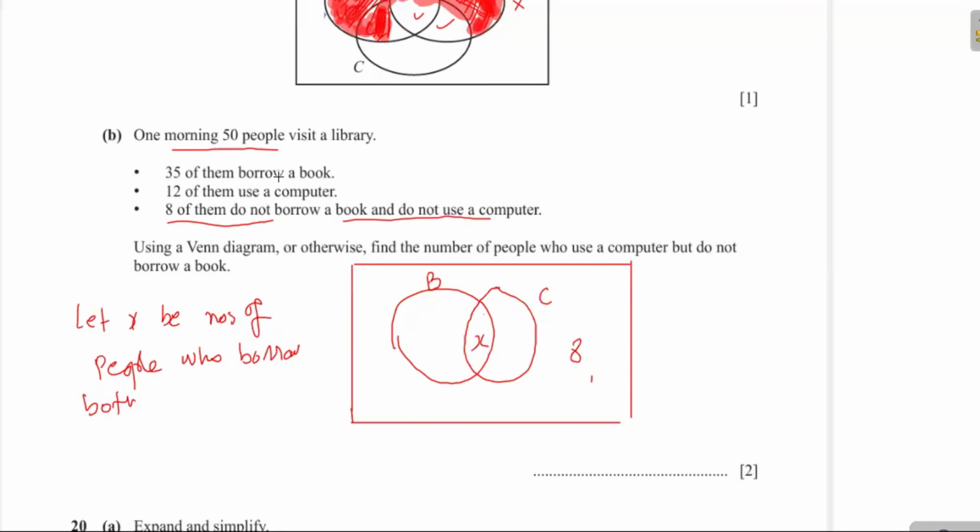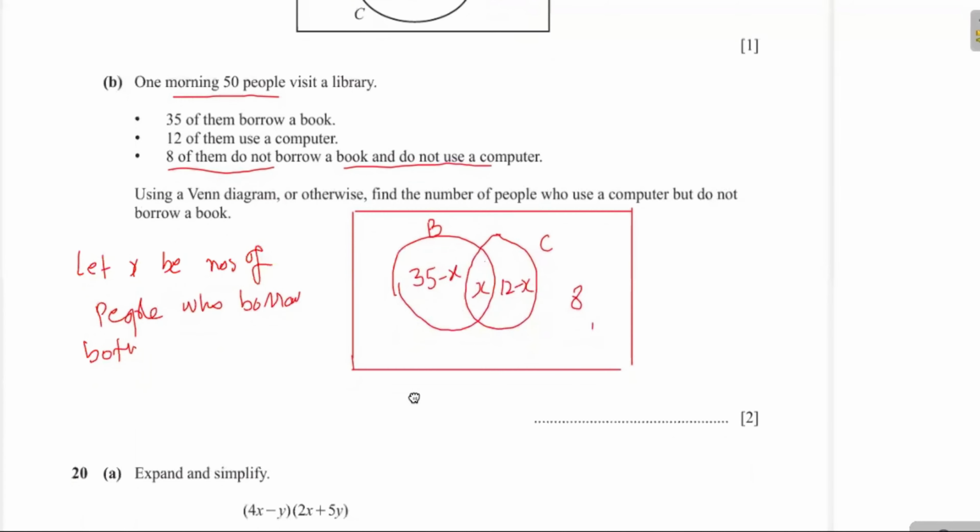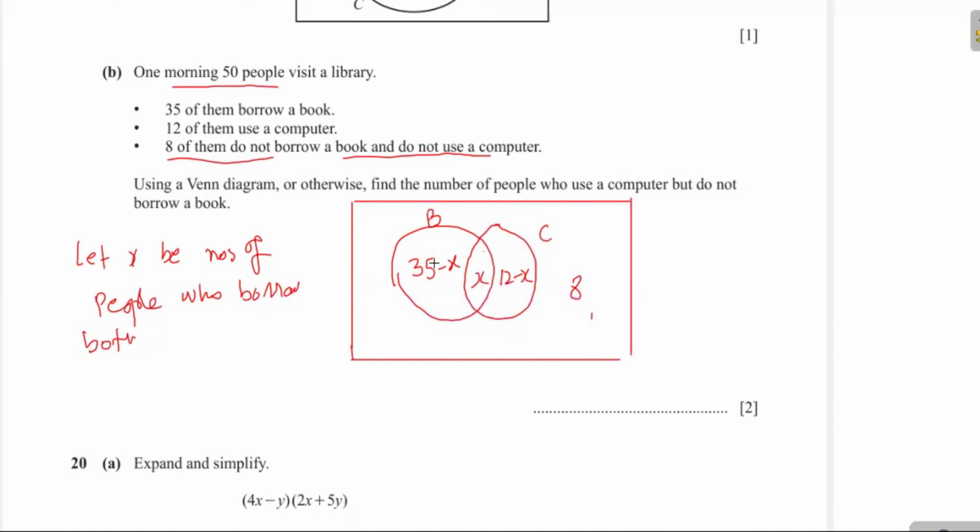Now 35 of them borrow a book, therefore this region will be 35 minus X, and 12 of them use a computer, therefore this region will be 12 minus X. Now you see here, the number of people who only borrow a book is 35 minus X. The number of people who only use a computer is 12 minus X. The number of people who do both is X, and the number of people who do not borrow a book or use a computer is 8, and the total is equal to 50. Now you see here, X will be cancelled.